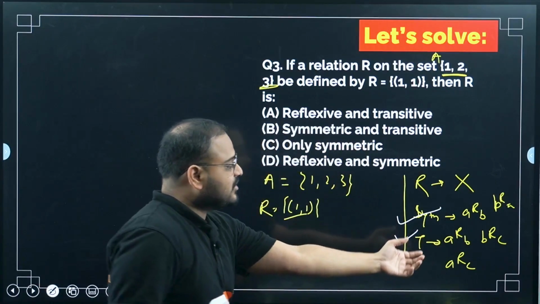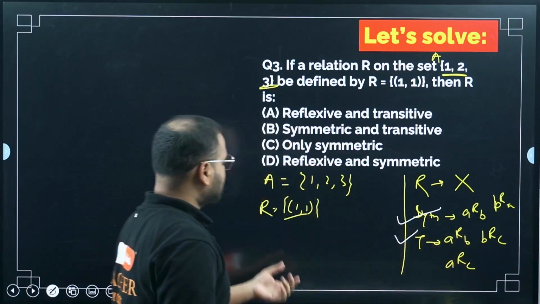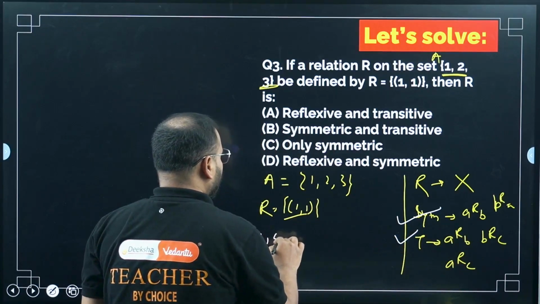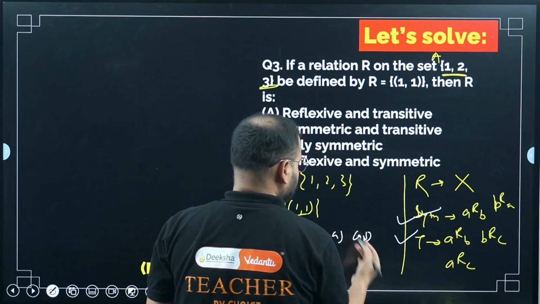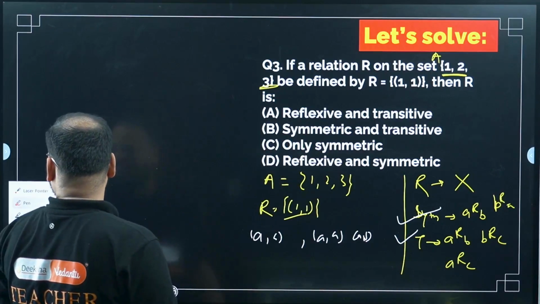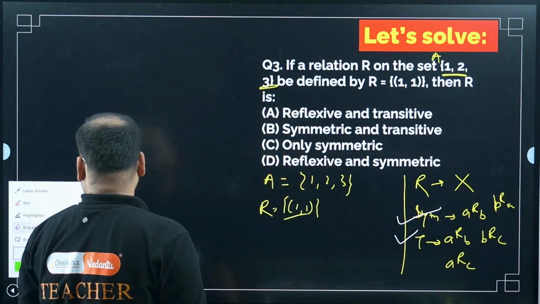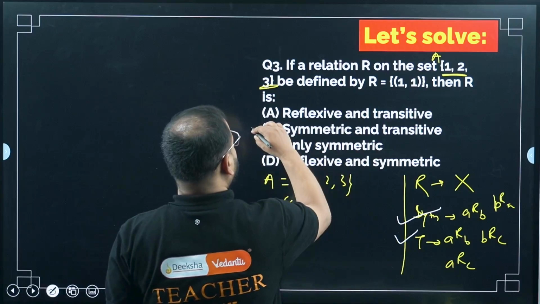We can't check this condition ARB, BRC, ARC because the difference in the A, B, B, C does not exist. But this 1, 1 will validate. I said no. Whenever you have AA, AB, don't check. I have taught this in detail. Please go and watch the video. Answer is what, sir? Symmetric and transitive. Option B, symmetric and transitive.